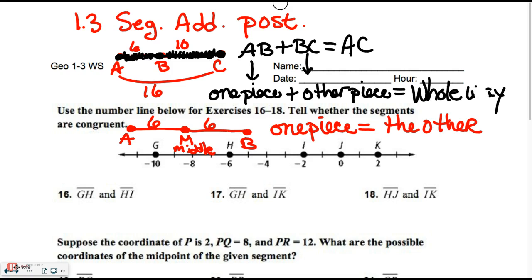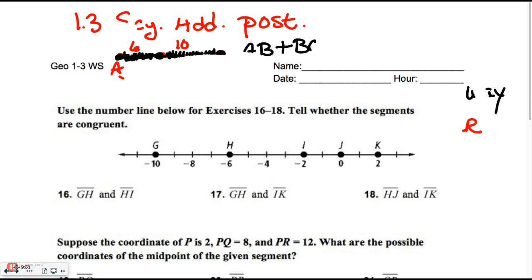So let's go to this page. I'm going to erase my note card here. One thing you need to know is what this word congruent means. It means they're the same length. So did you need help on 16, 17, or 18, or were you good on those, Matt? All right, so we'll do one of them together.